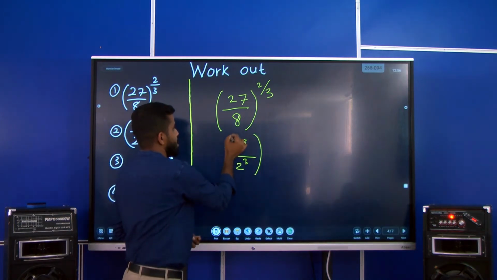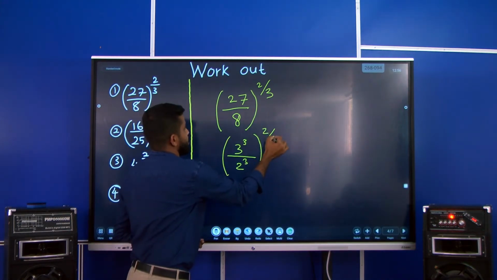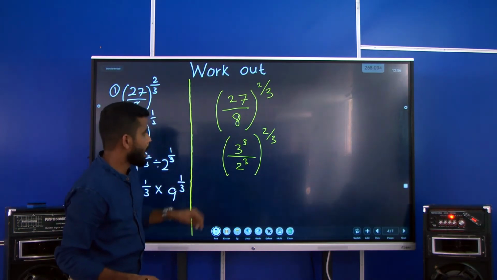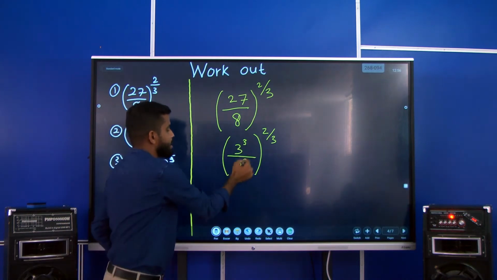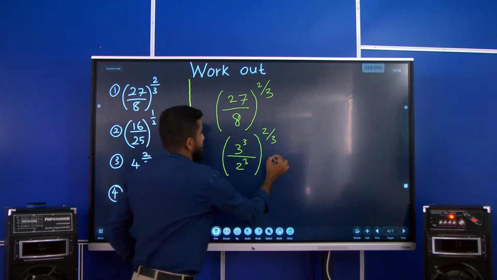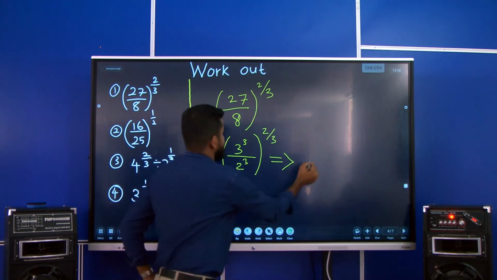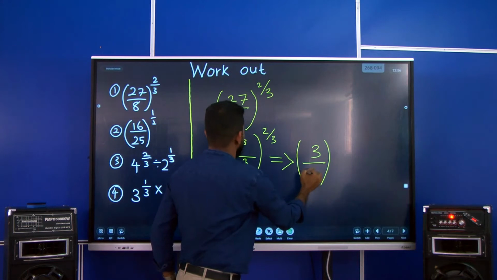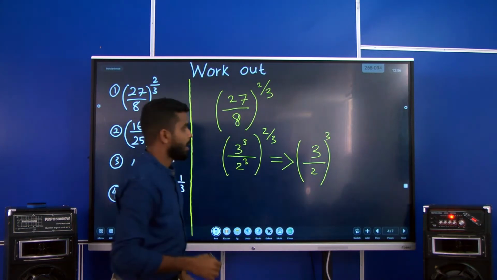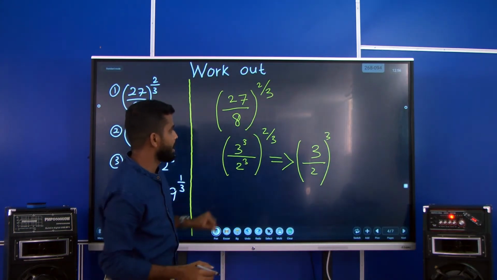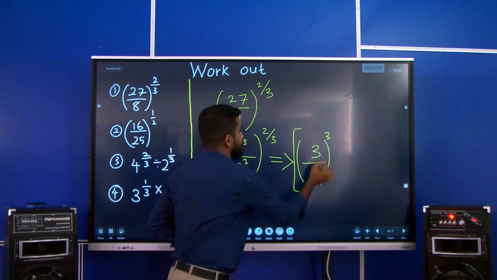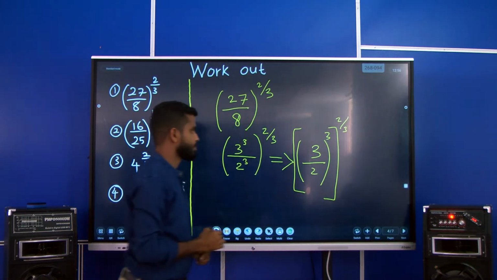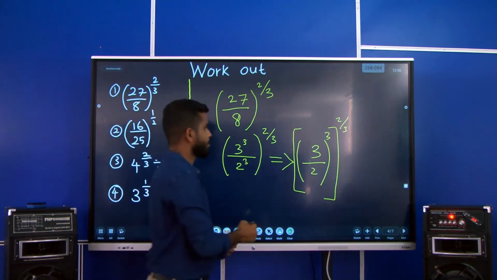Therefore, I can write it as 2 upon 3. Since this 3 and this 3 are common for 3 and 2, I can take this 3 out and write it like this: 3 divided by 2 to the power 3, and since this 2 upon 3 is left, I can write it all together to the power 2/3.